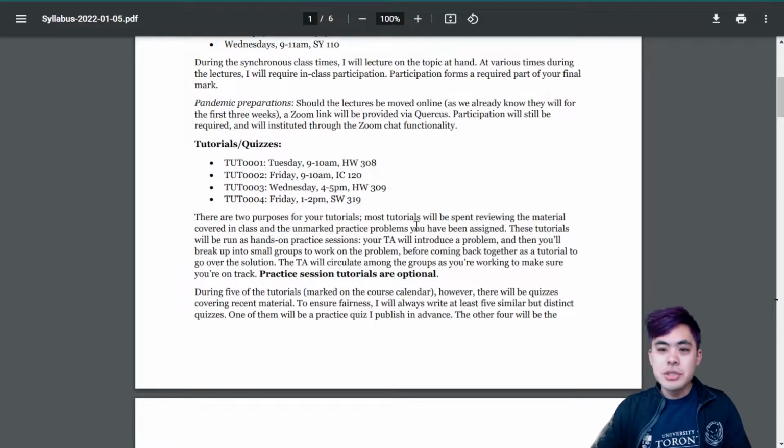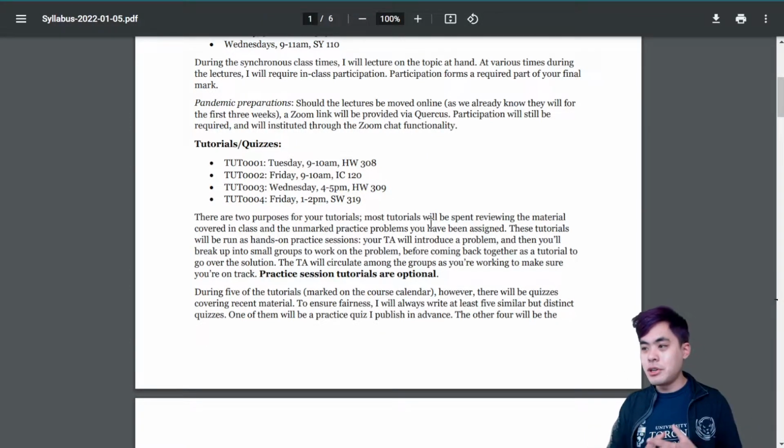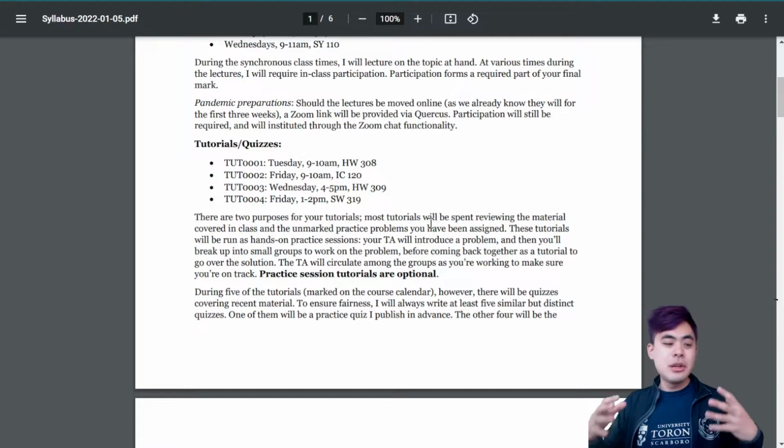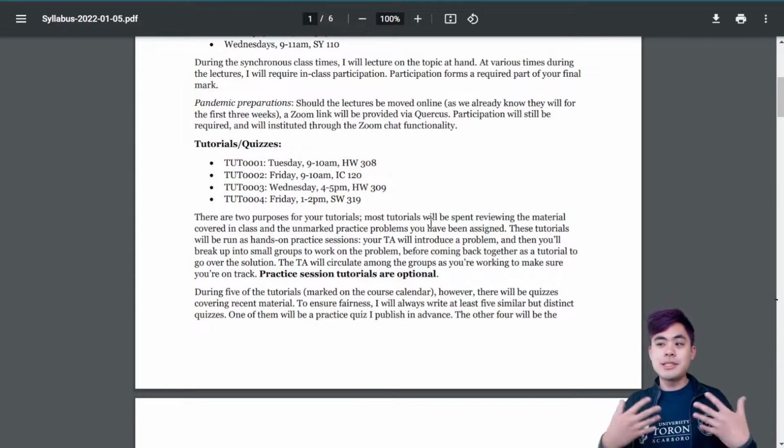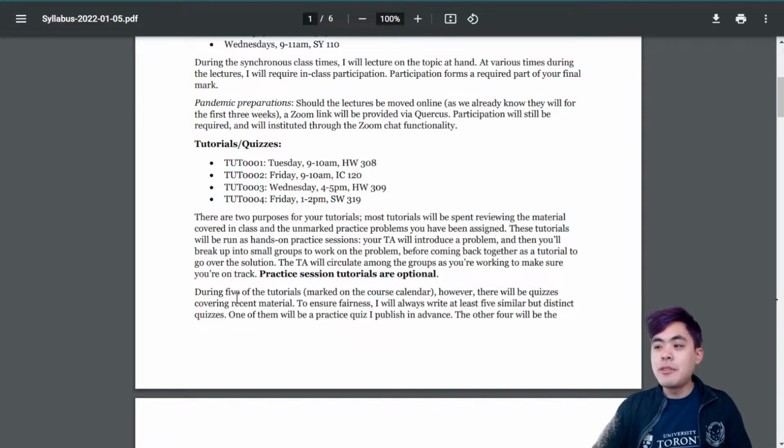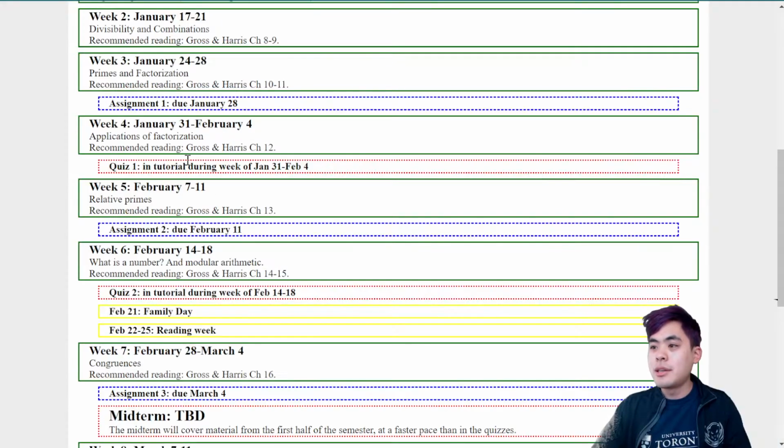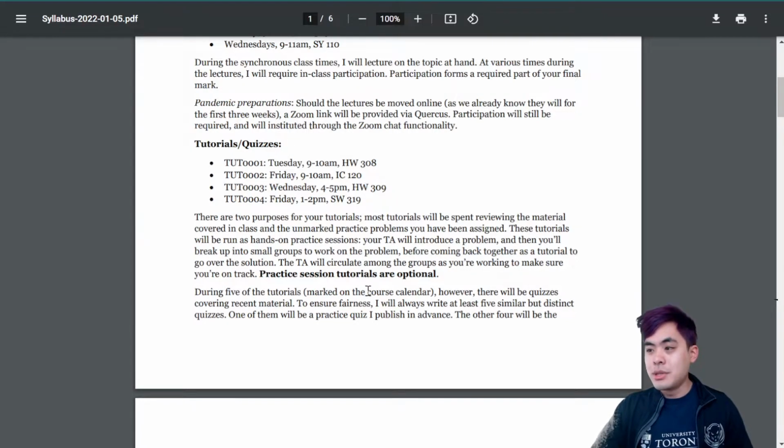The tutorials are going to be spent reviewing material for the class or complementary material. They'll be mostly run as hands-on practice sessions: your TA will introduce a problem, you'll break into small groups to work on it, before coming back together to go over the solution. Practice session tutorials are optional; however, during 5 of the tutorials, which are marked on the calendar, there will be in-tutorial quizzes.